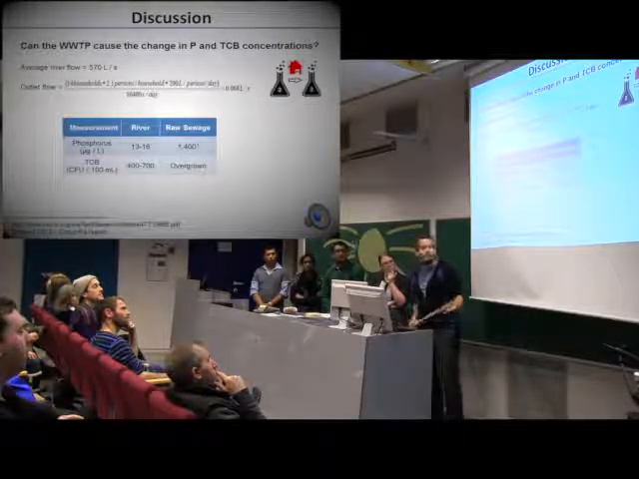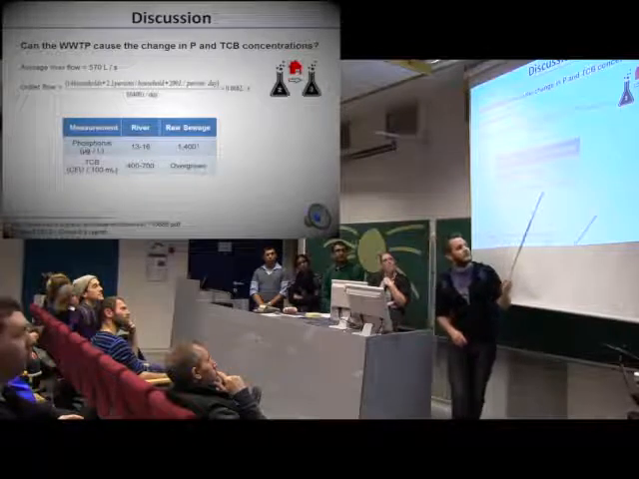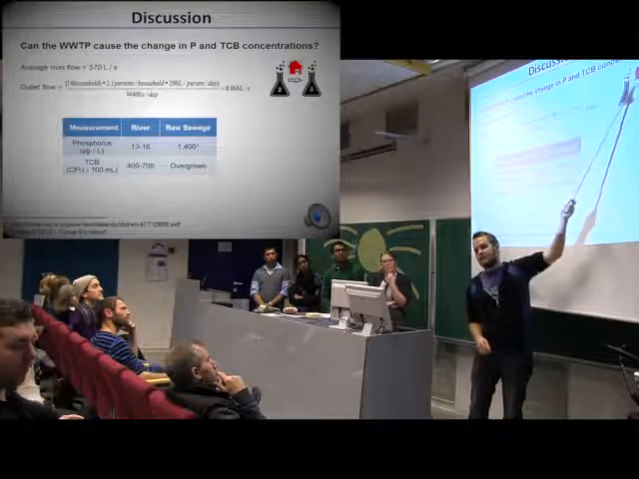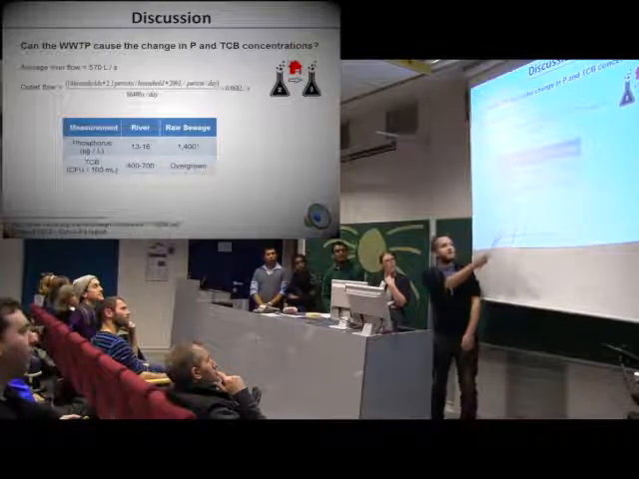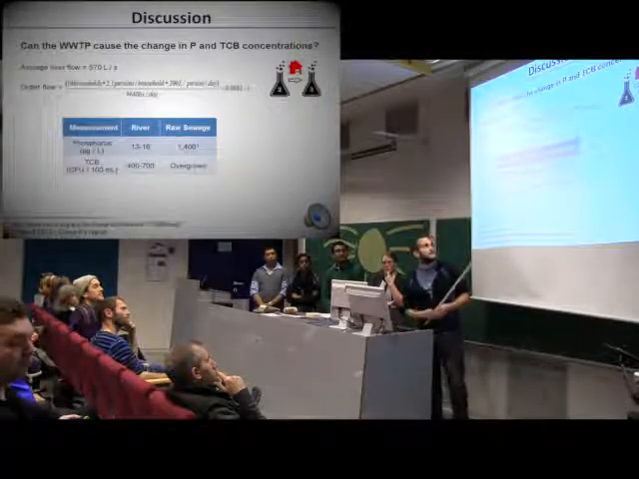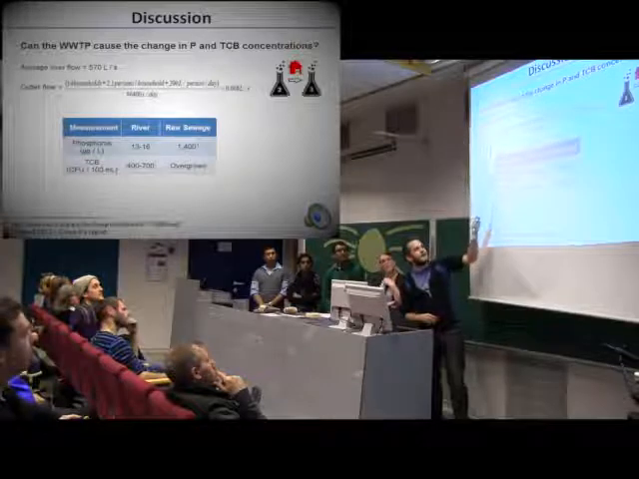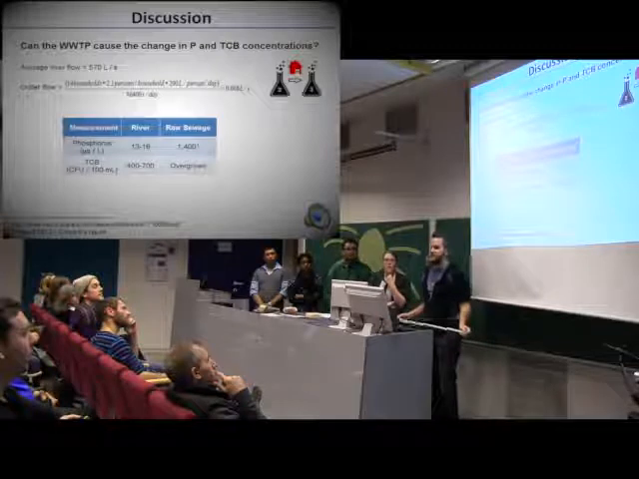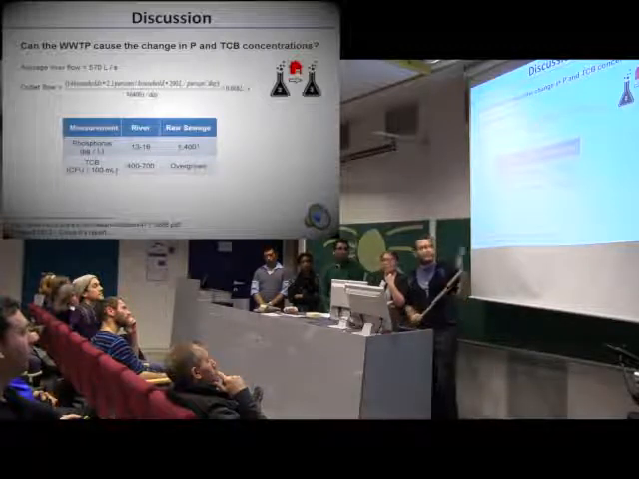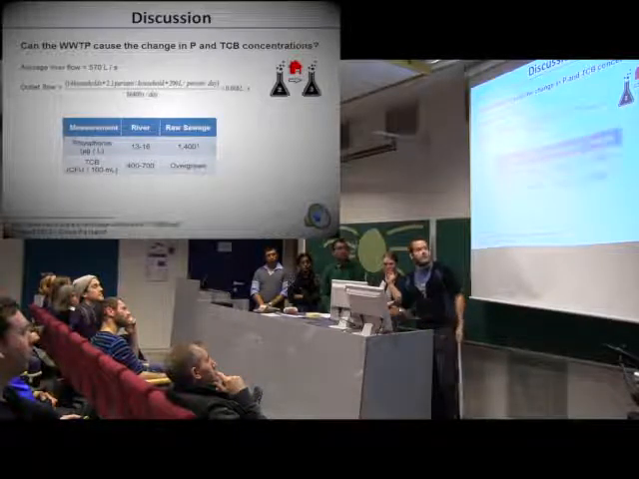So if we then assume that the only increase between site 2 and 3 comes from the treatment plant, we can use the change in concentration between site 2 and 3, as well as the difference between the outlet flow and the river flow, to calculate the required concentration in the outlet to account for this difference. So when we do this, we get these values.